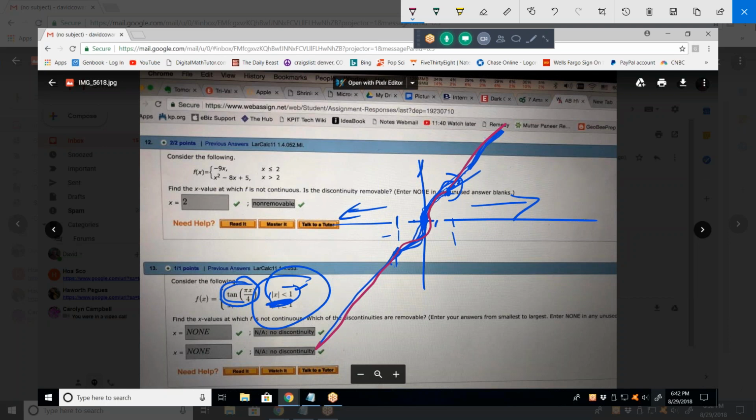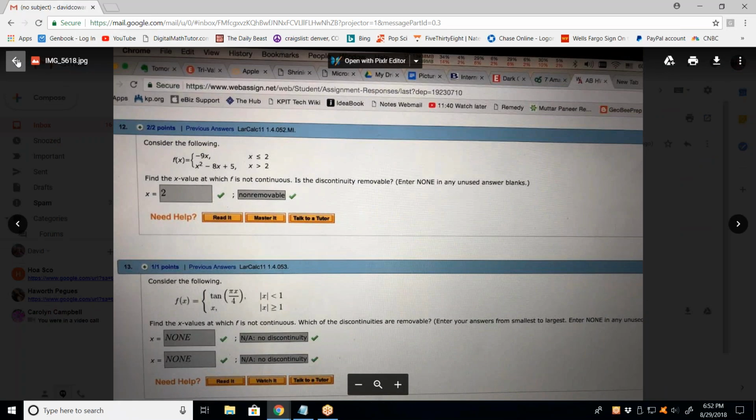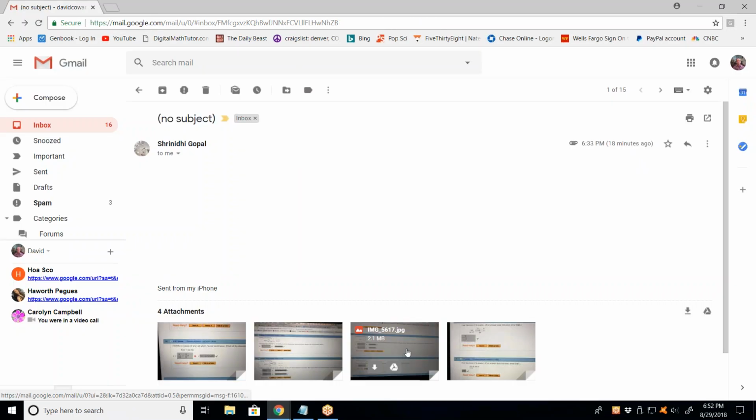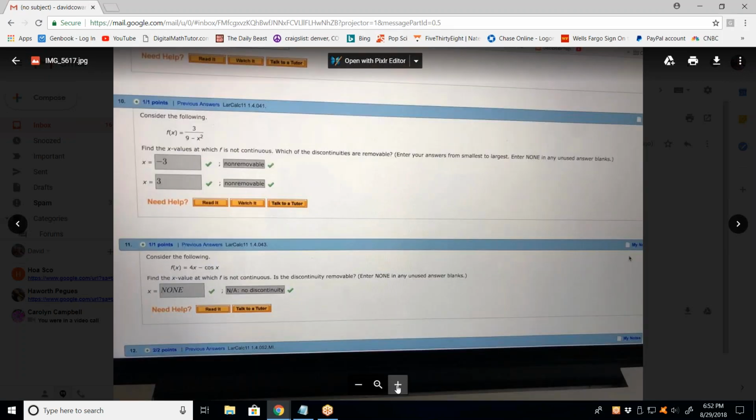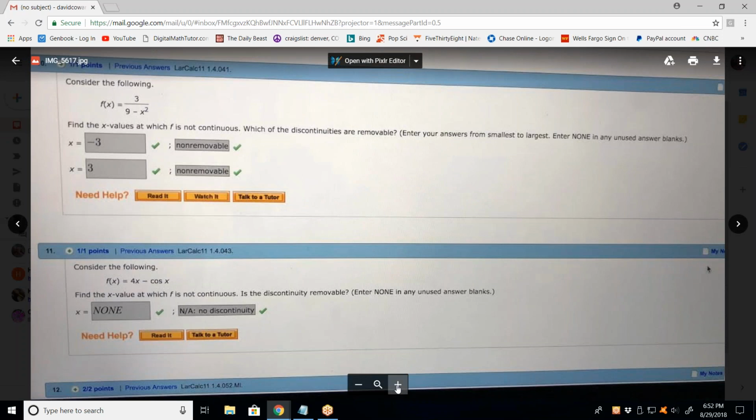Yes, I see it. Okay. So I need help on the next problem as well. On the third page. The first one is the 4x, number 11. It's near the bottom. 4x minus cosine x.